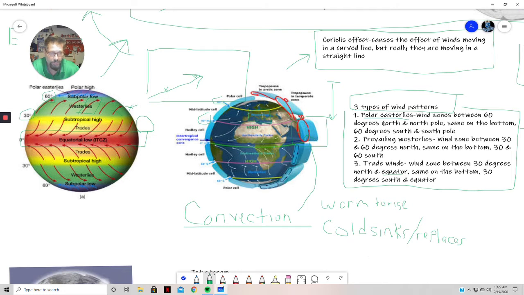But the polar easterlies, that's the wind zone. You can see it here between the 60-degree line and the pole. So we're talking about this upper cap right here, and then the same thing down below, this cap down here. That's the polar easterlies. It's the winds coming from the poles downward. And in our winter times, as our temperatures drop, those winds are allowed to come further down.